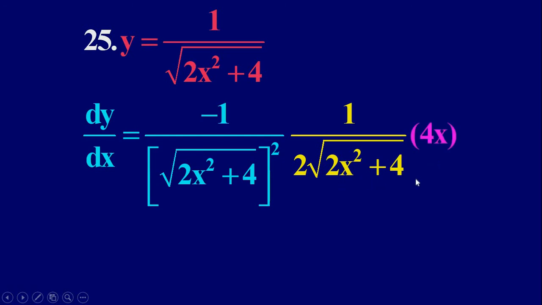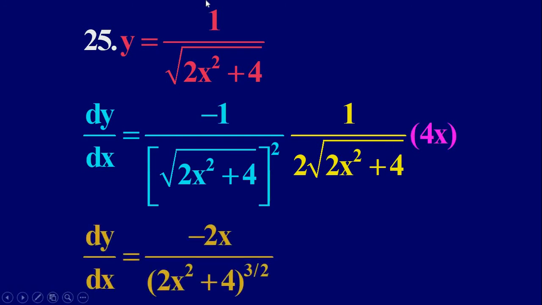It is 4x only. So simplify this. Now here 2 ones are 2, 2 twos are 4, you can cancel this. Here the square root cancels, 2x square plus 4 and root of 2x square plus 4. So the base is 2x square plus 4. You have to add the powers. So here the remaining power is 1 and here half. So we can write this as minus 2x divided by 2x square plus 4 whole to the power 1 plus half, that is 3 by 2. So it is minus 2x divided by 2x square plus 4 whole to the power 3 by 2.